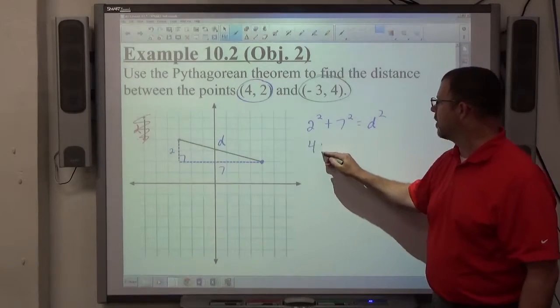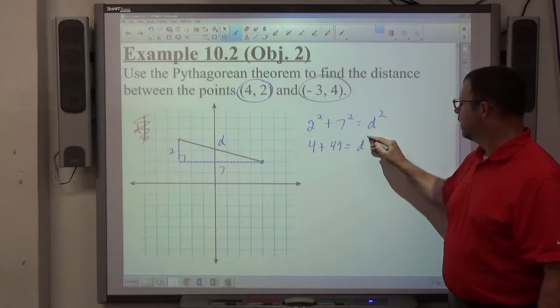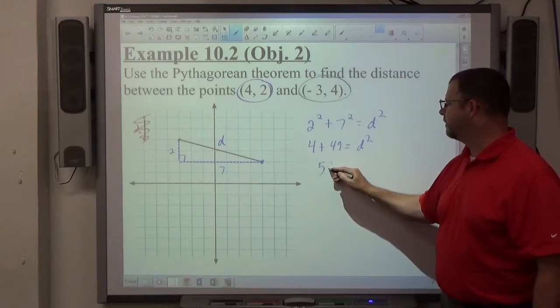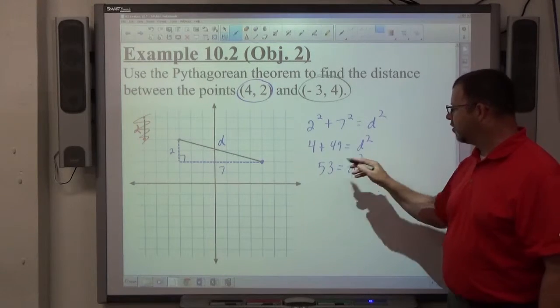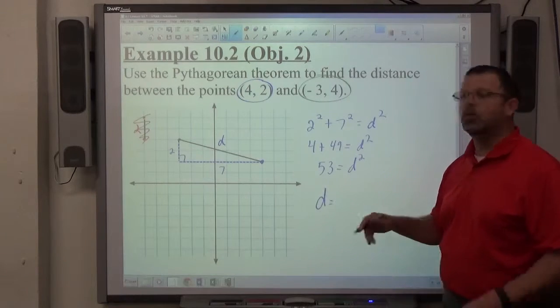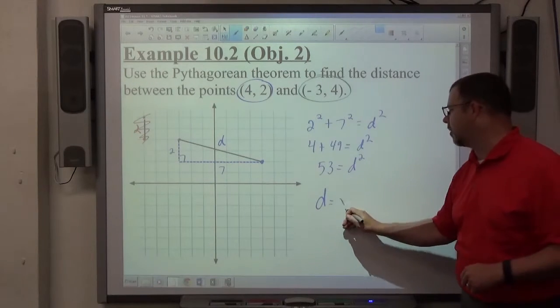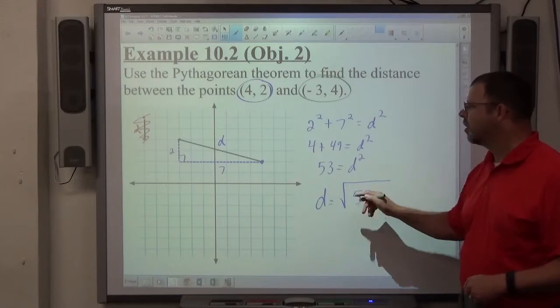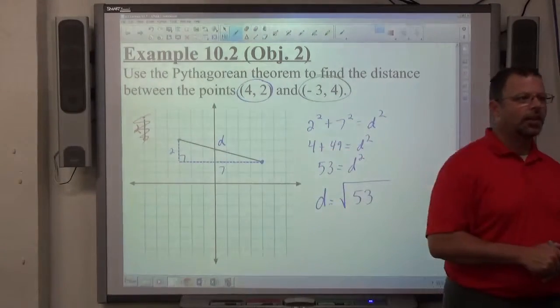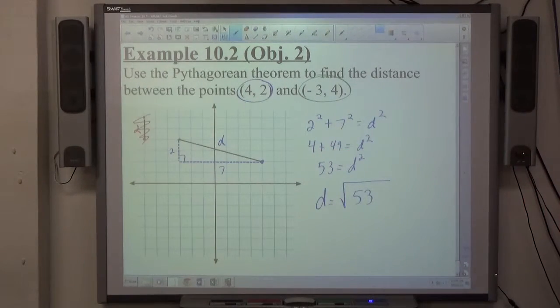2 squared is 4, 7 squared is 49. They're on the same side, so I add. And D squared equals 53, which means D is equal to plus or minus the square root of 53, but only the positive square root of 53 matters because we're looking for the length of a piece. Lengths are positive. So positive square root of 53.